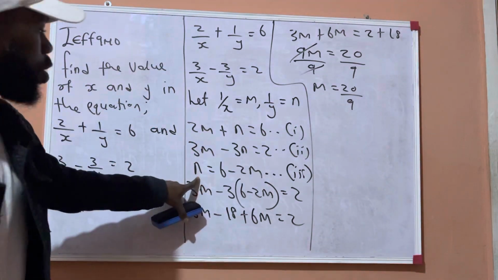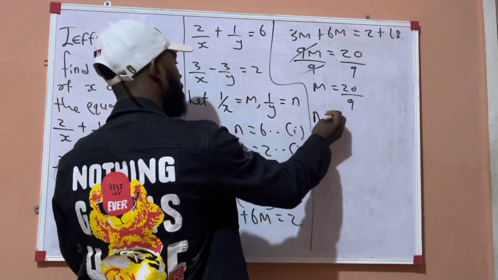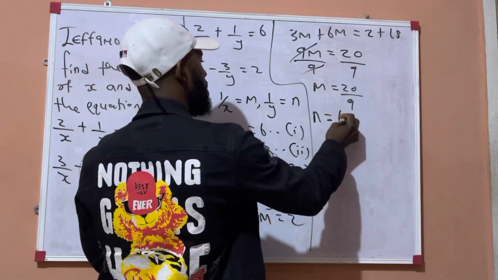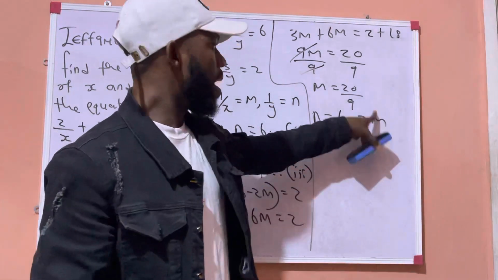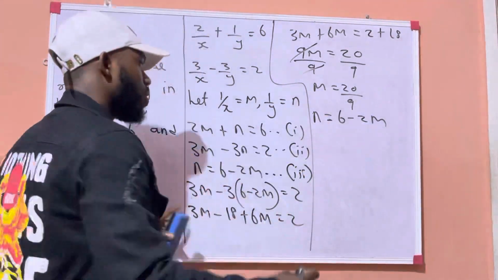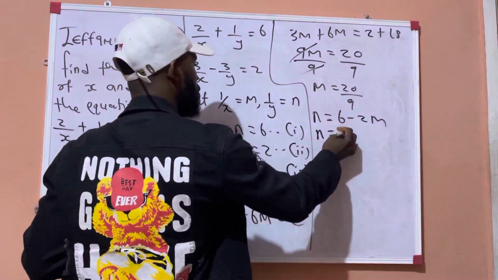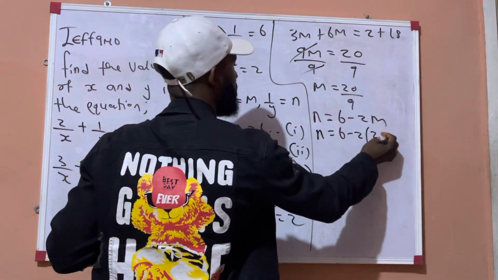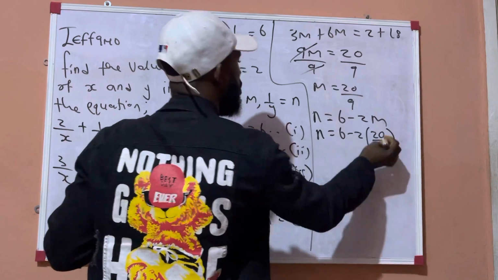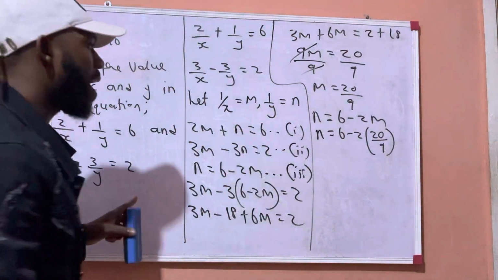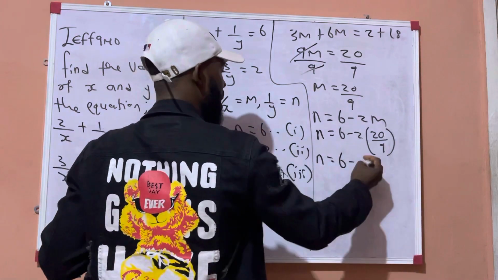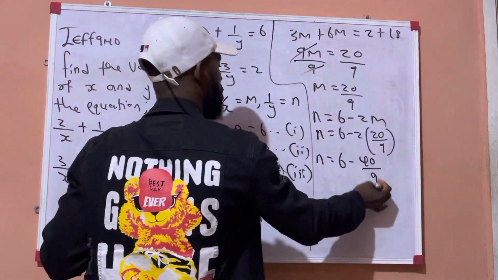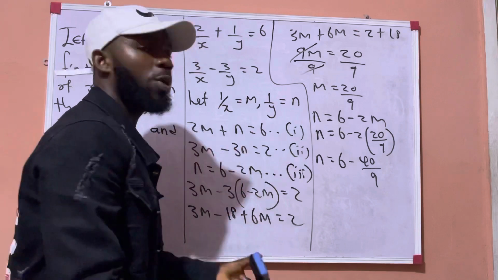Okay, now using equation 3, which says n is equal to 6 minus 2m. Now what does that mean? Anywhere I see m, I give 20 over 9, which is the value. So here becomes n is equal to 6 minus 2 into the bracket of 20 over 9. Opening the bracket, we have n is equal to 6 minus 2 times 20 gives us 40 over 9. So what do we do next?